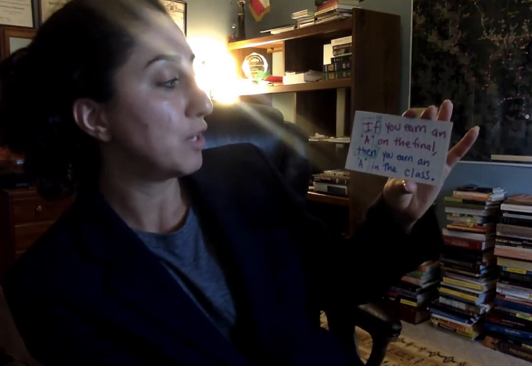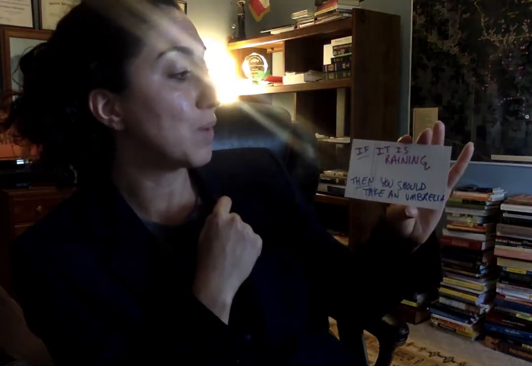Second argument, premise 1, if you earn an A on the final, then you will earn an A in the class. Premise 2, you did earn an A on the final. The conclusion is necessarily that you earn an A in the class. Let's try a third and last one. Another modus ponens. Premise 1, if it is raining, then you should take an umbrella. Premise 2, it is raining. The conclusion is necessarily that you should take an umbrella.